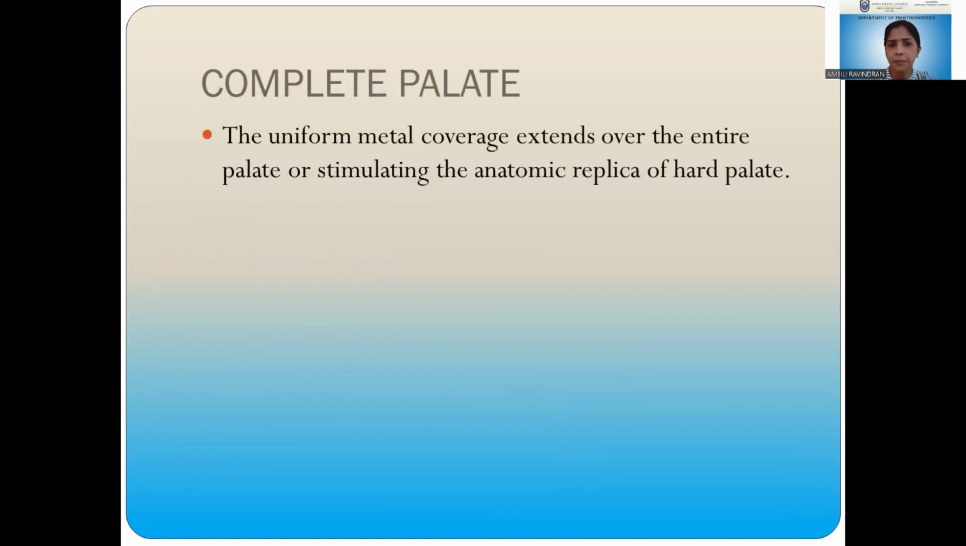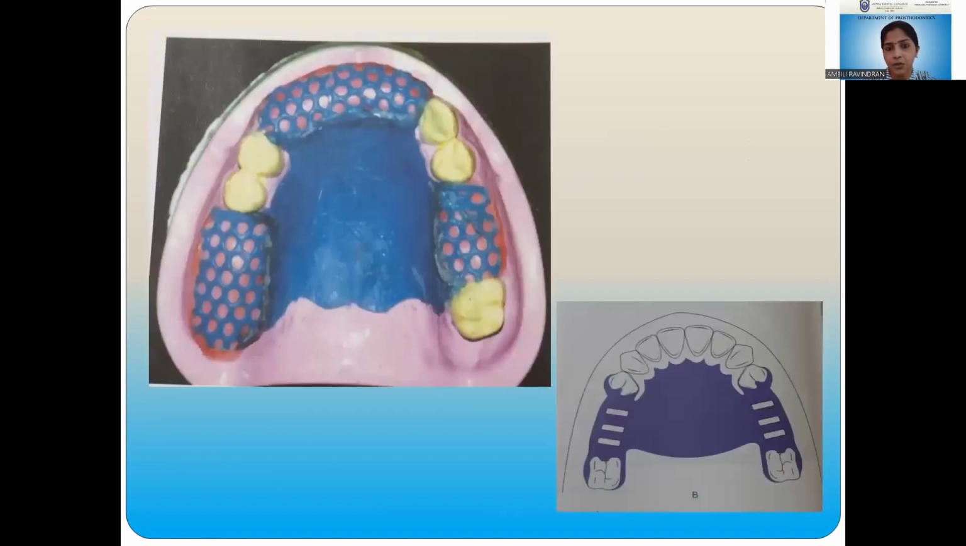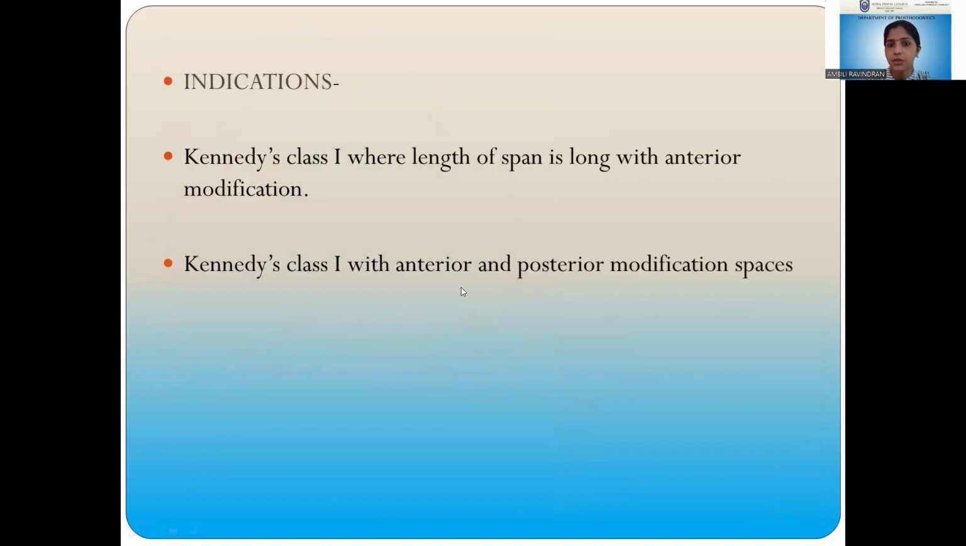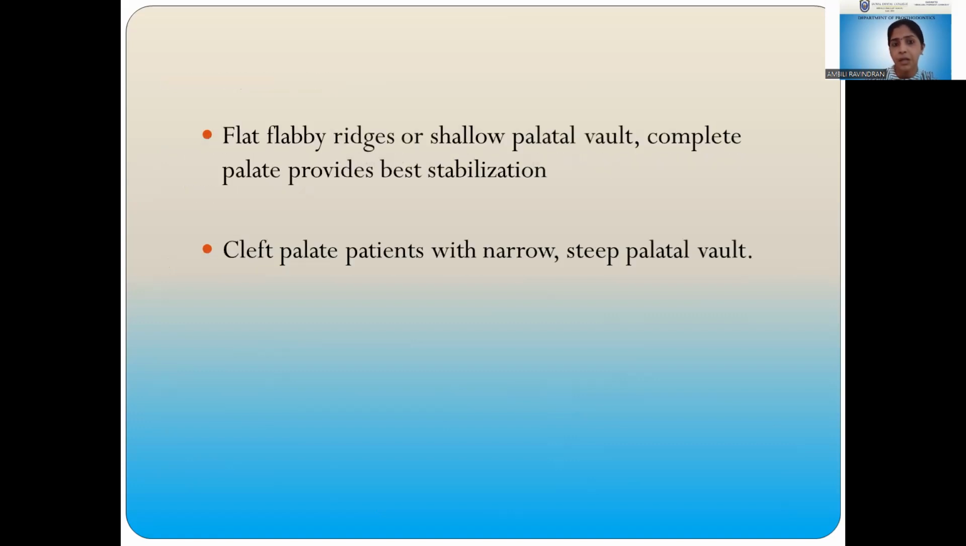Coming to the complete palate type, a uniform metal coverage extends over the entire palate. It replicates the anatomy, simulating the anatomic replica of the hard palate. So this is the complete palatal type of major connector, which extends all around the palatal surface. It is used in Class 1 situations, and Class 1 anterior and posterior modification spaces. And if there is a shallow palatal vault, we can use this major connector. In cleft palate patients, we can use this major connector.